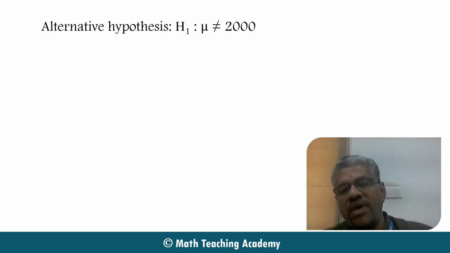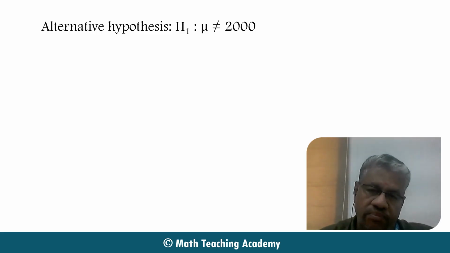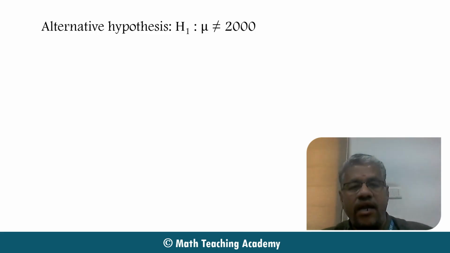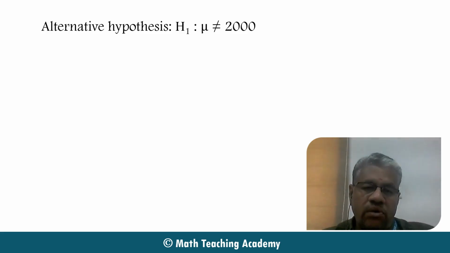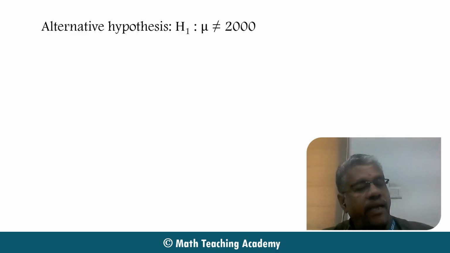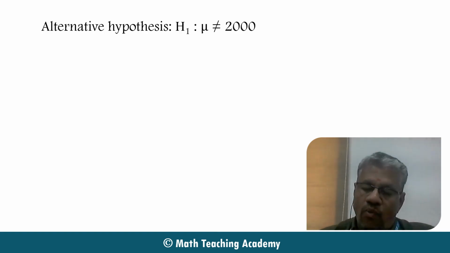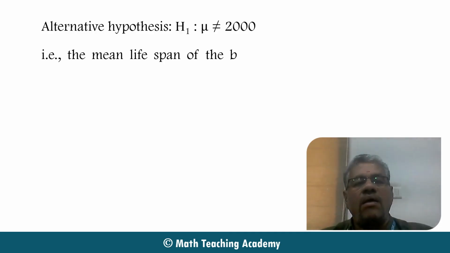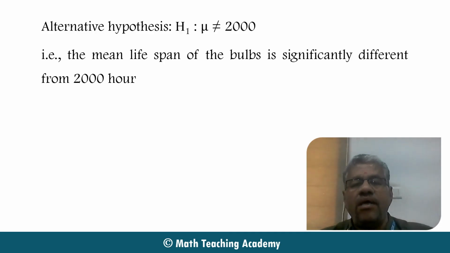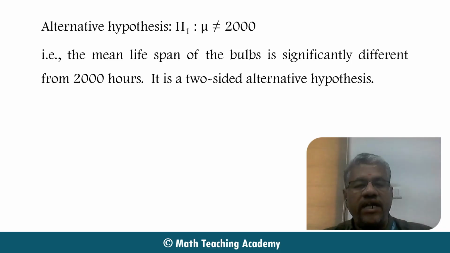But this problem comes under the two tail test. That is the difference between a one tail test and a two tail test. If not equal to is given in the alternative hypothesis, then it comes under a two tailed test. If either greater than or less than comes in the alternative hypothesis, then it comes under a one tail test. The mean life of the bulbs is significantly different from 2000 hours, which is claimed by the company. Therefore, it comes under the two tail test, as already told.